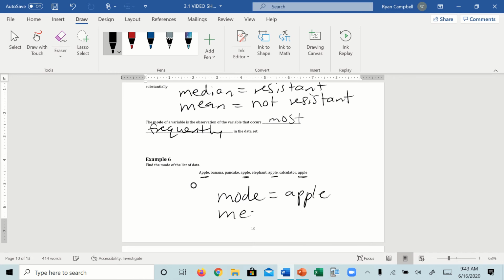What's the mean of this data? There isn't one, right? You have to have numbers. And that's why we said mode is the only one that works with qualitative data. The only measure of center that works with qualitative data. Median and mean both need numbers.